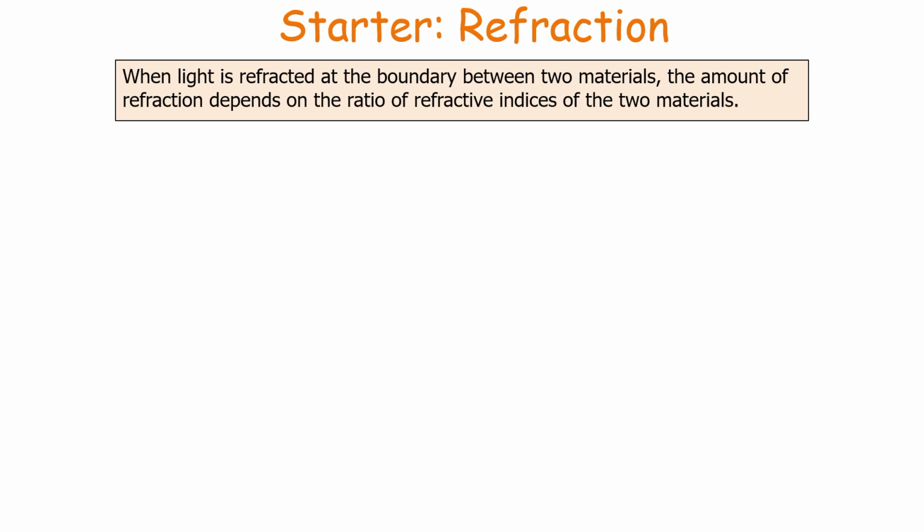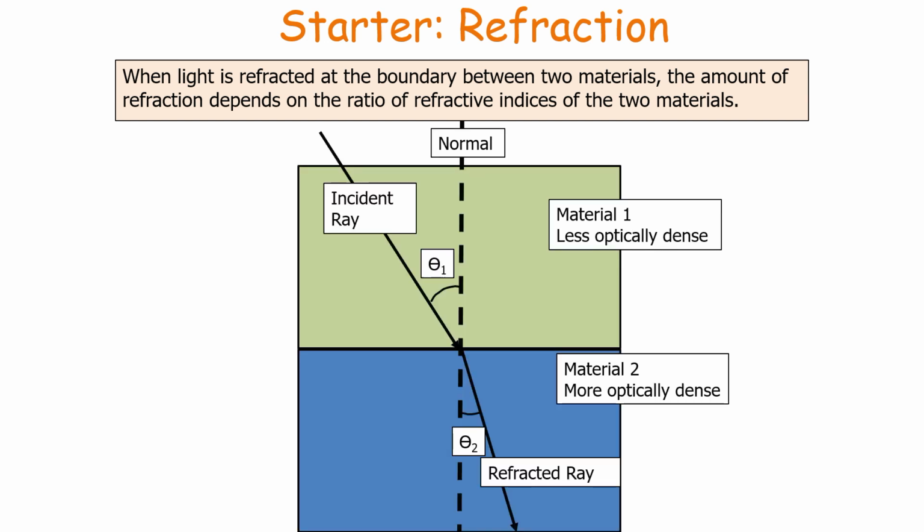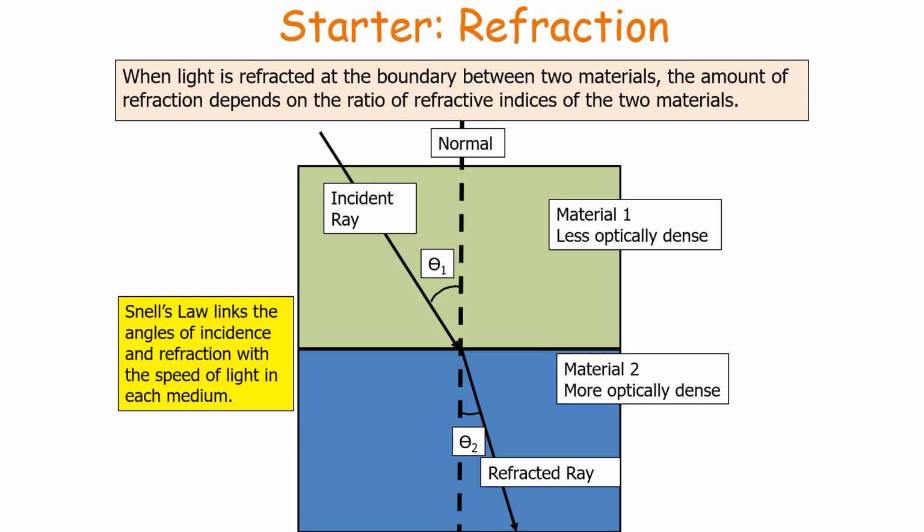Now when light is refracted at the boundary between two materials, the amount of refraction depends on the ratio of refractive indices of the two materials, as shown in this particular diagram. We call this θ1 the angle of incidence, and it is always measured from the normal to the ray, and we call this angle θ2 the angle of refraction, and once again it's always measured from the normal to the refracted ray.